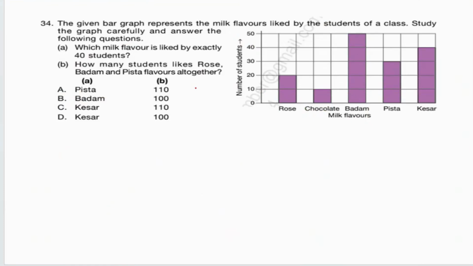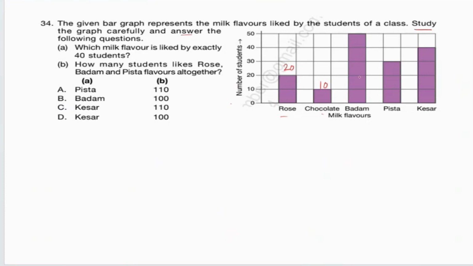The next one is an interesting question as well. It is a question of data handling. The given bar graph represents the milk flavors liked by the students of a class. Study the graph carefully and answer the following questions. They have given the number of students who like different types of milk flavors. Badam flavor is liked by 20 students. Chocolate flavor is liked by 10 students. Rose is liked by 20.